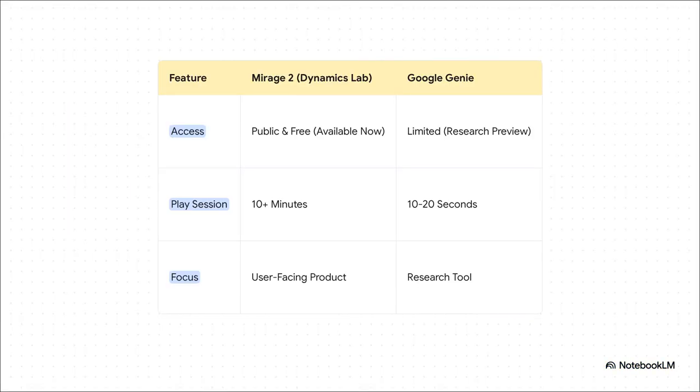Well, this table really lays it all out. Google's Genie is super impressive, no doubt, but it's basically a research project that you and I can't touch. Mirage 2, on the other hand, is public, it's free, and it's available today. But the biggest difference, the real kicker, is the playtime. Genie's worlds tend to fall apart after about 10 or 20 seconds. With Mirage 2, you can have stable play sessions that last for over 10 minutes. That's the difference between a cool science fair project and an actual thing you can use.